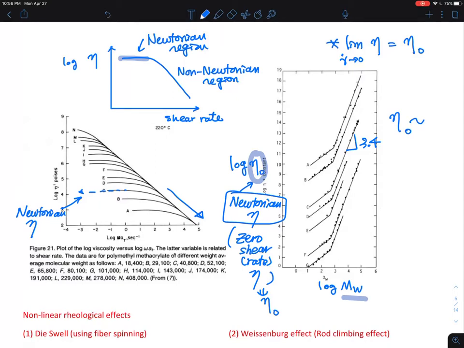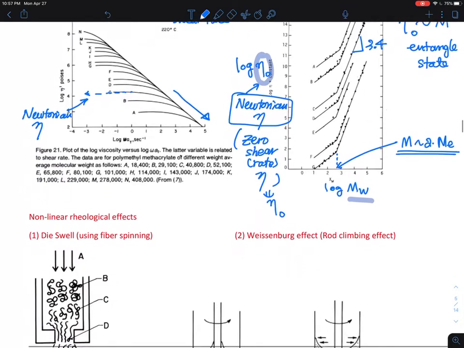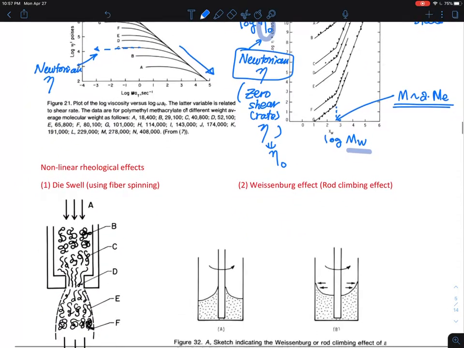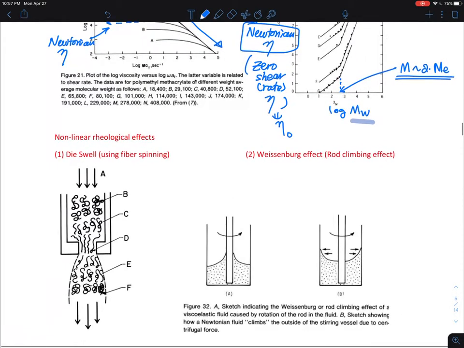So the correct notation will be this. Put a subscript, and then that's 3.4 when entangled state. And this breakover happens at the molecular weight of about 2 times the entanglement molecular weight. And there are 2 examples that this paper introduced, and I think that I want you to know.